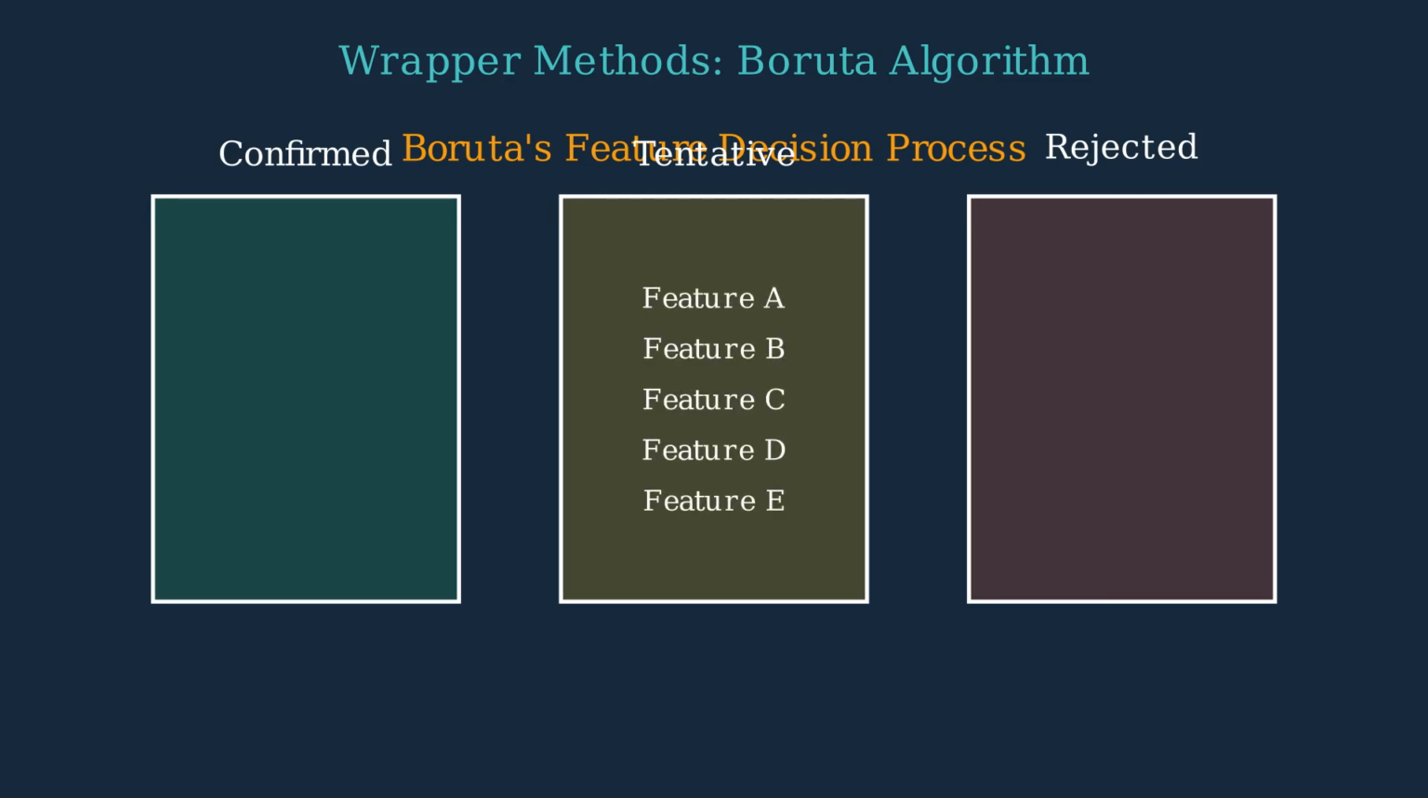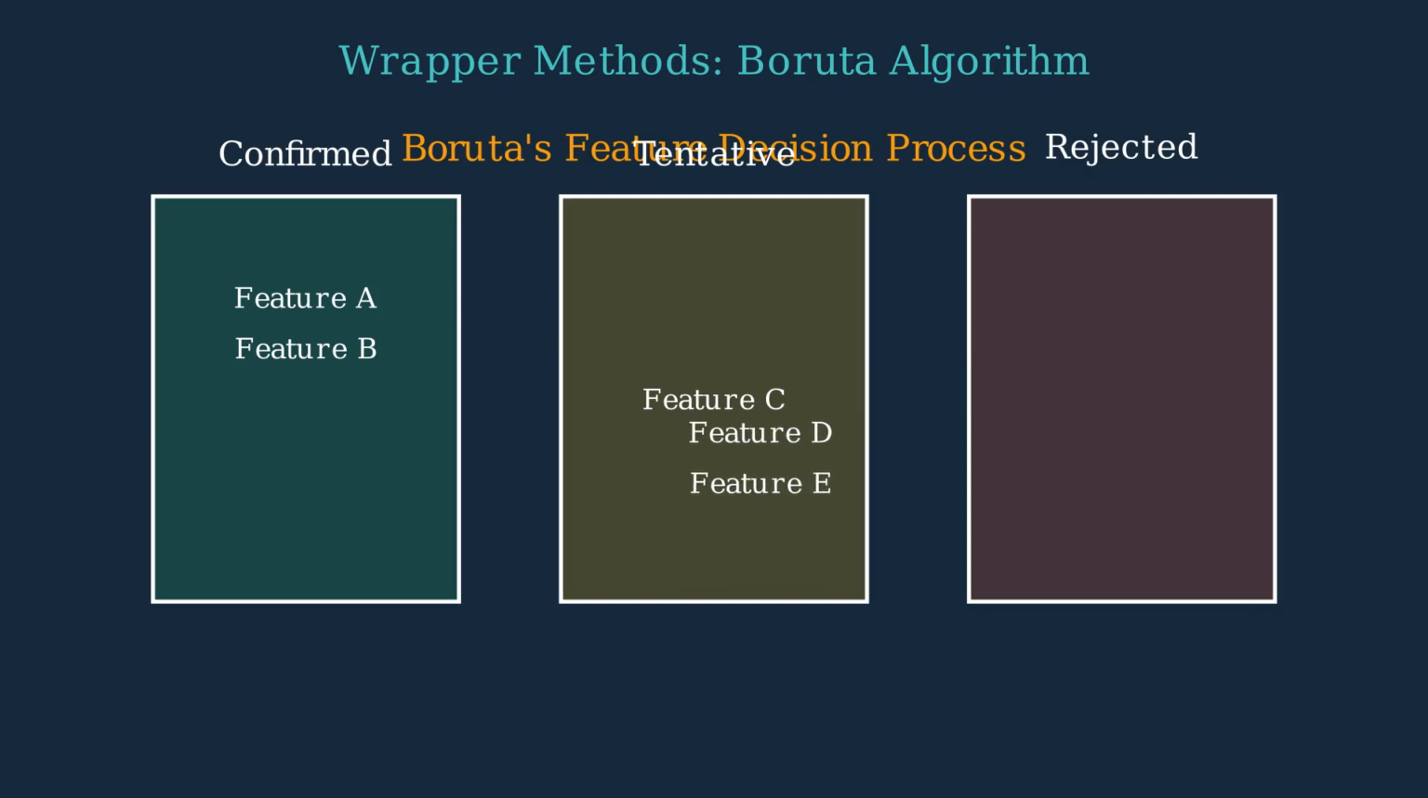Initially, all features start in a tentative state. After comparing with shadow features over multiple iterations, some features are confirmed as important. Features that don't perform better than their shadows are rejected. Features with inconsistent performance remain tentative and may require more iterations or manual decision.